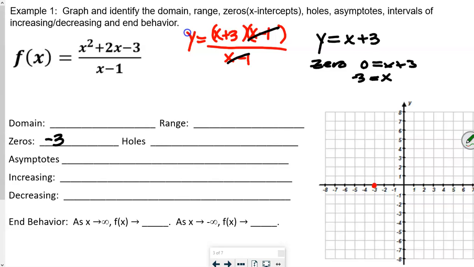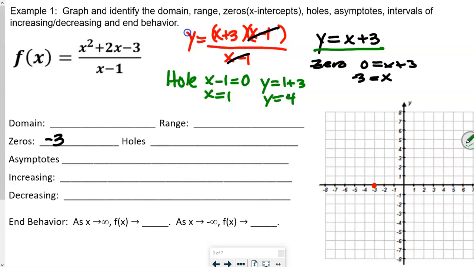Okay, then when we talk about our hole, we're going to take this repeated factor, x minus 1, set it equal to 0, so x is equal to 1. Then to do our y value, we're going to take this equation right here, and we're going to put 1 in there. So y is equal to 4. Okay, so our hole is going to be at (1, 4). So we're going to go ahead and draw that now. (1, 4), so I'm going to make a hole right here.